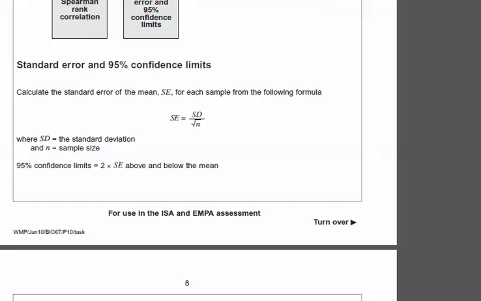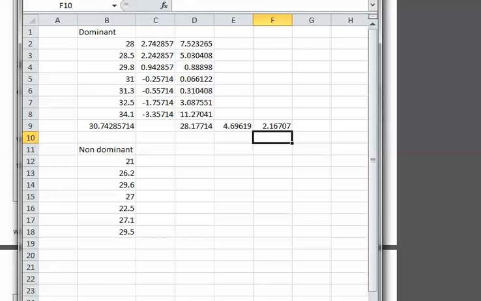So if we look in this document, standard error equals standard deviation divided by the square root of n, so the square root of 7, and then 95% confidence limits equals 2 times the standard error, or 2 times the standard error above and below the mean. So if I go back to my data, I basically need to do my value divided by the square root of n.